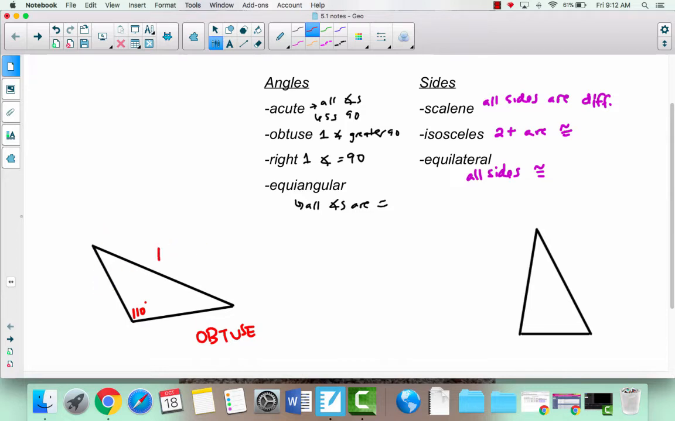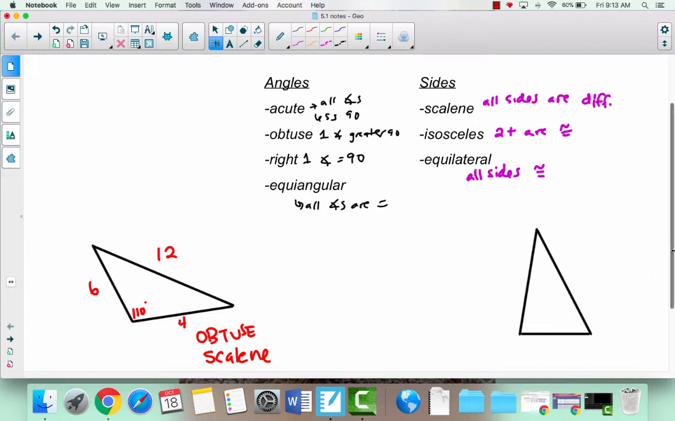For example, maybe this is 12, this is 6, and this is 4. And if I asked you to classify it by its sides, then we would know that because they're all different, this would be a scalene triangle. So you can classify triangles by both angles and sides depending on the information that's given.